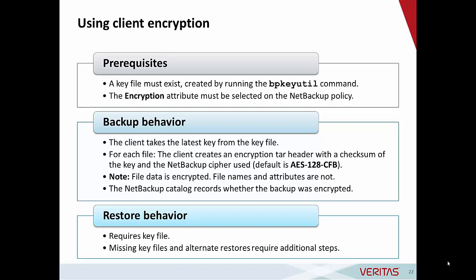Now, the key file needs to exist, and that's generated on the client by using the bpkeyutil command. And then the encryption attribute gets checked off on the backup policy. And then for each file, the client creates an encryption tar header with a checksum of the key and a NetBackup cipher that's used. And you get to select which cipher is used, with the default being AES 128. The NetBackup catalog will track whether a particular backup was encrypted or not.